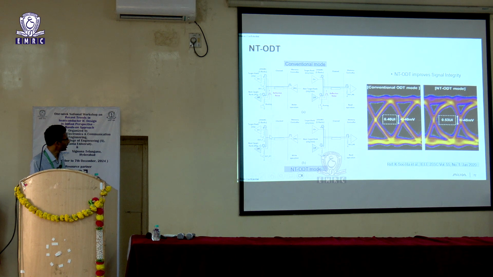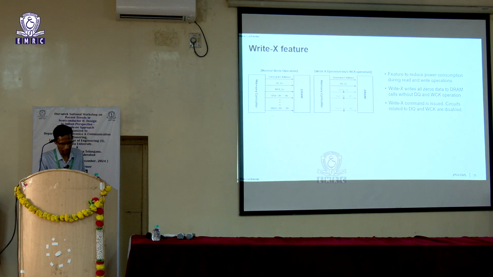So because of that, you will not see noise getting injected into this system, and your data eye improves. So what was just 0.4 UI now you see an opening of 0.53. UI is unit interval of time. So if it is 100 picoseconds, say, just 40 picoseconds of opening is what you had initially, but now it will be 53 picoseconds. So you have a wider window for data to be captured properly. So this is something that is employed in LPDDR5.